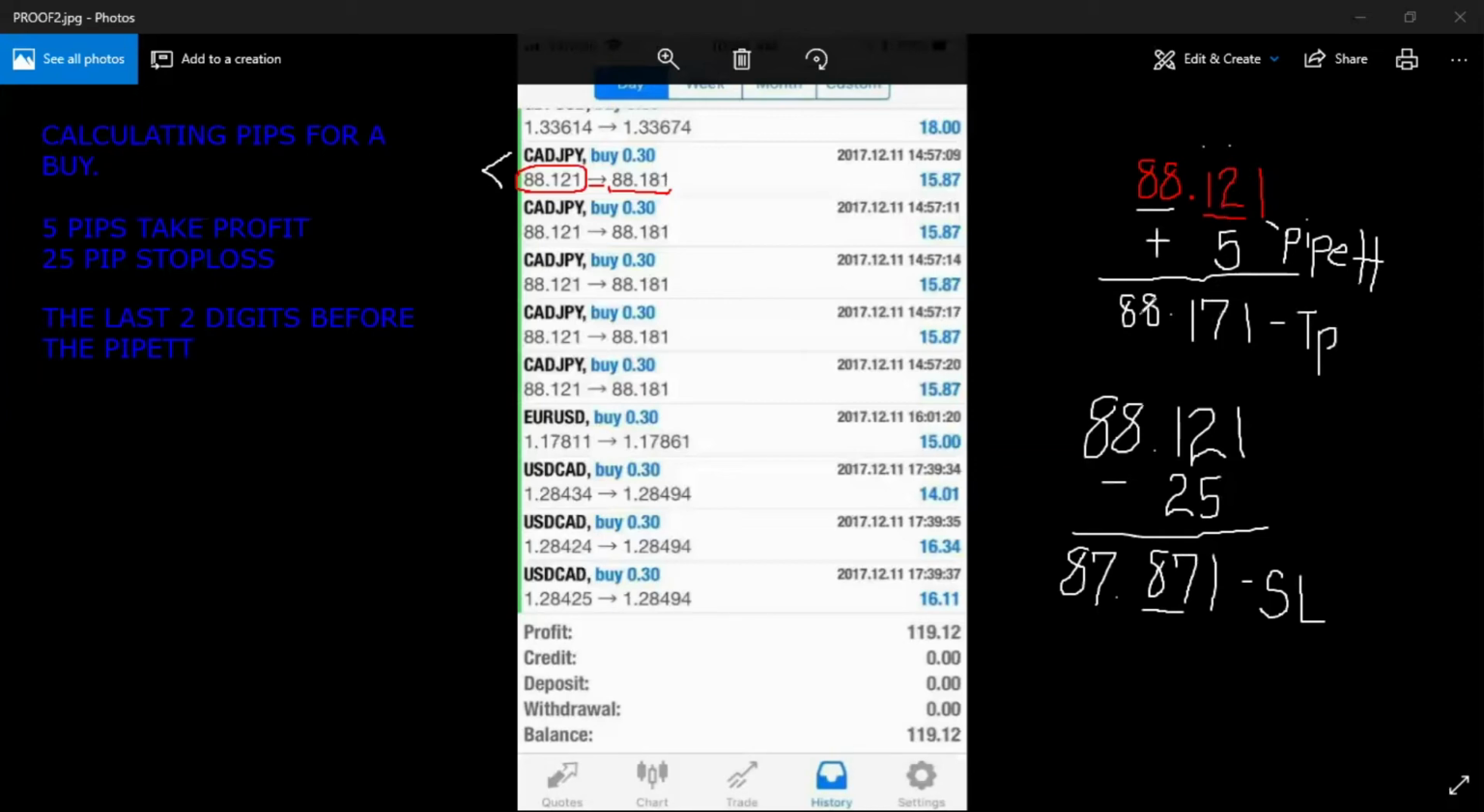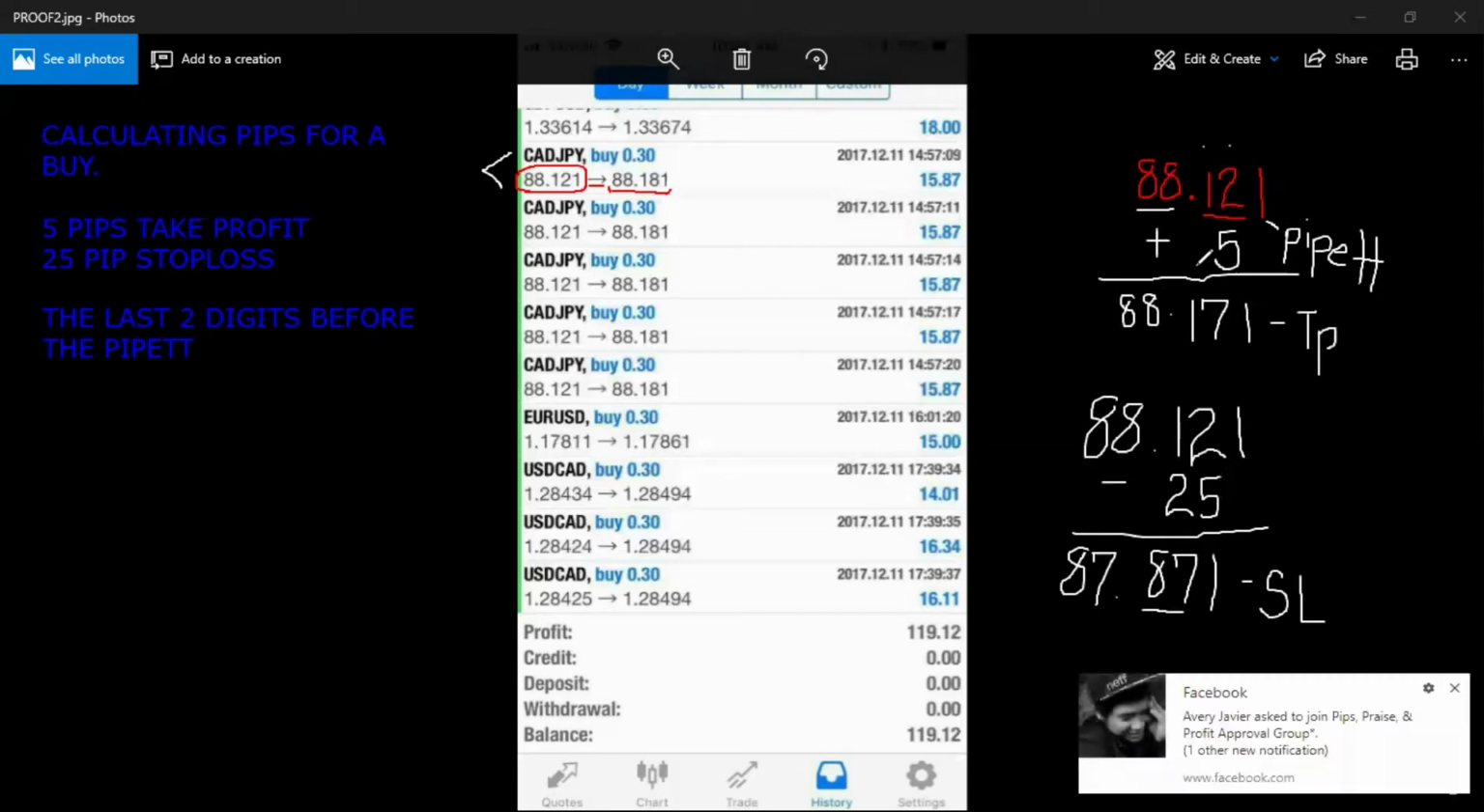You bring down what's before the decimal, 88 point, okay? Just bring all of that down. Bring your pipette down. You're only working with the 2 numbers before your pipette, unless you're in a situation where you have to regroup.